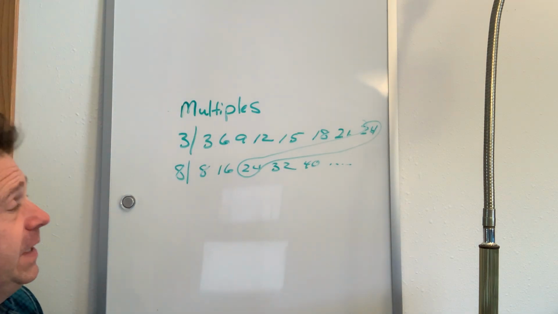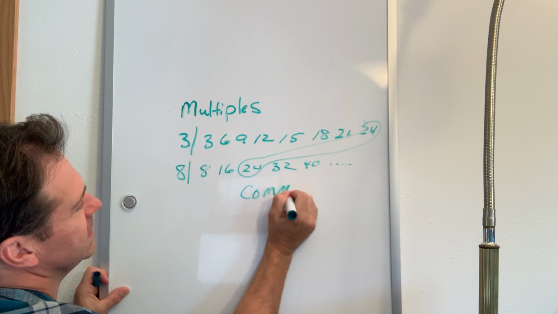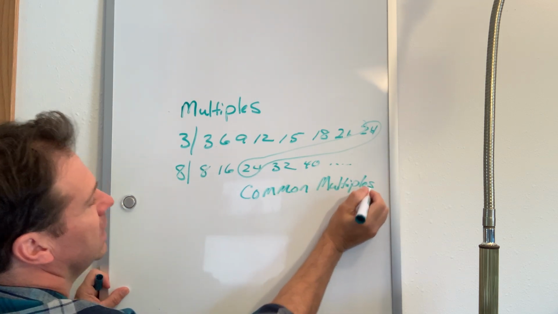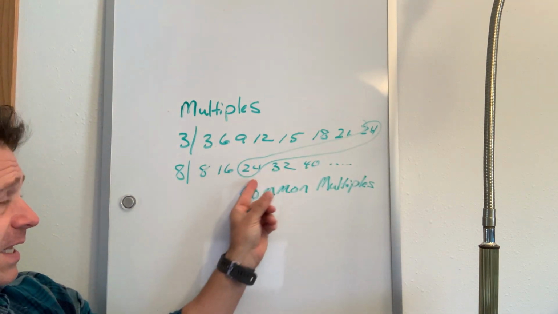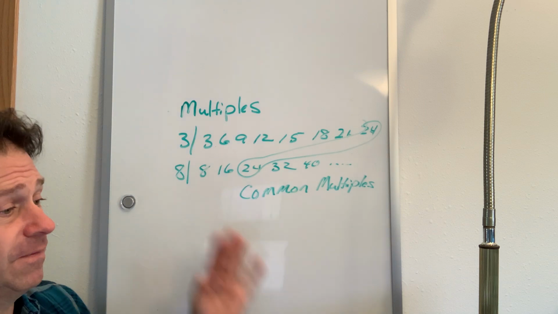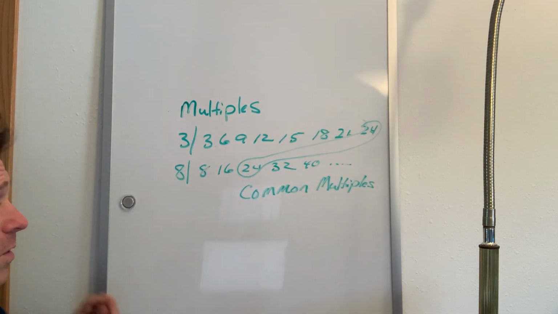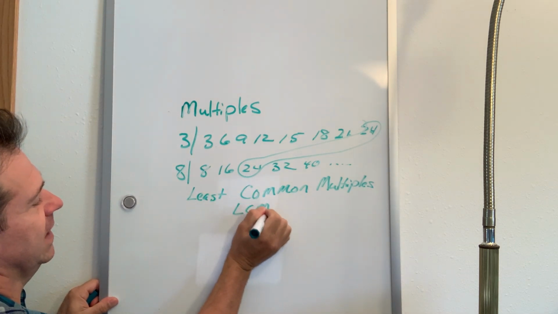So now this is going to be common multiples. Pretty easy. So multiples they have in common. Now this is going to be the first one that they have in common. So that's the first common multiple, the smallest one. It's also called the least. So they call it the least common multiple. And this is the LCM.